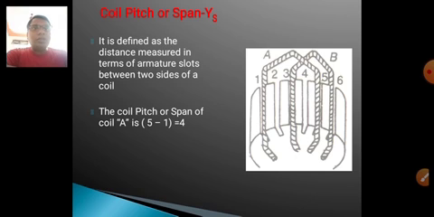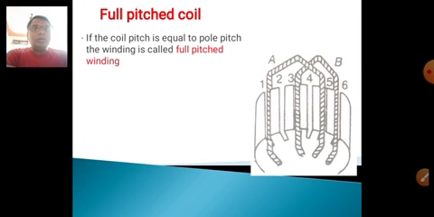The coil pitch, also known as the span or span pitch, for coil A is 5 minus 1, which equals 4. The span of coil B is 6 minus 3. So that is the coil pitch. A full pitch coil is one where the coil pitch is equal to the pole pitch. The pole pitch is Z by P, that is 36 by 4, which is 9. So the coil pitch is also the same, and that is known as full pitch.